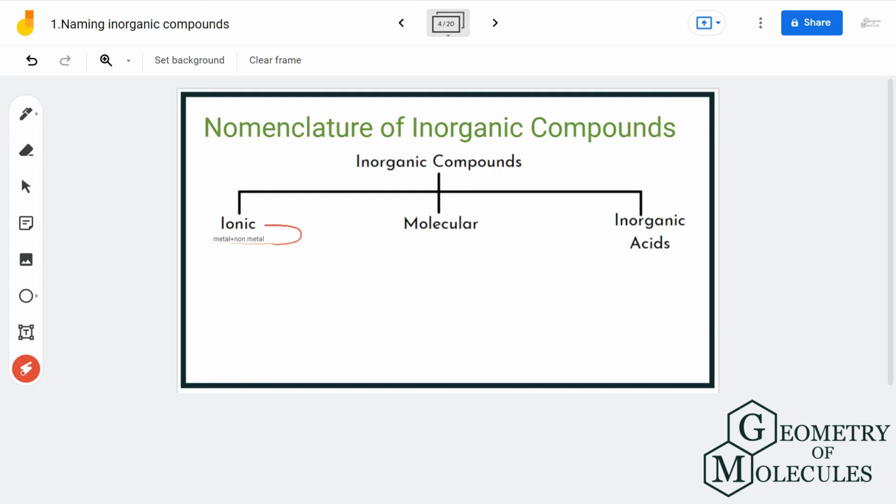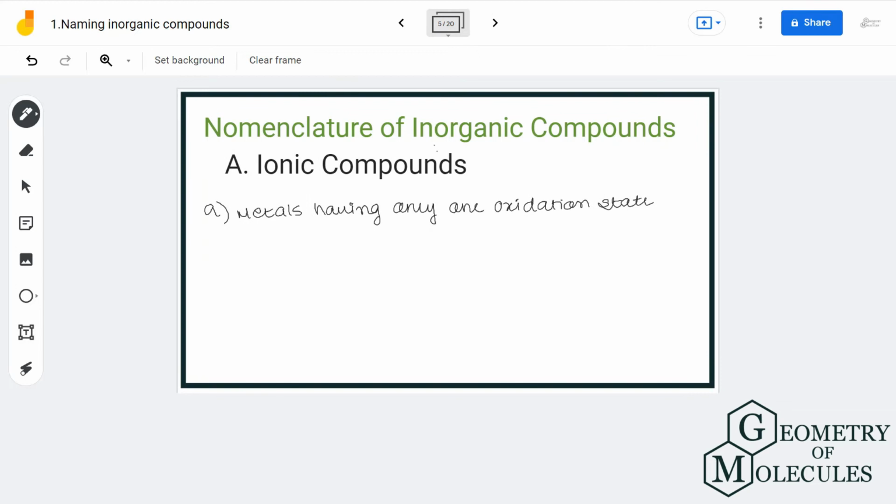Metals and non-metals generally react to form ionic compounds. Now, there are metals that show only one oxidation state and there are some metals that show multiple oxidation states, as discussed earlier. In both cases, the nomenclature will be done differently. Let us have a look at case 1, where metals with one oxidation state are involved.